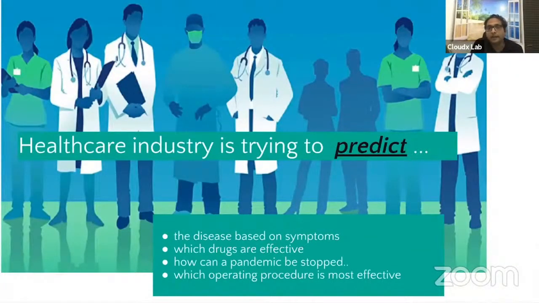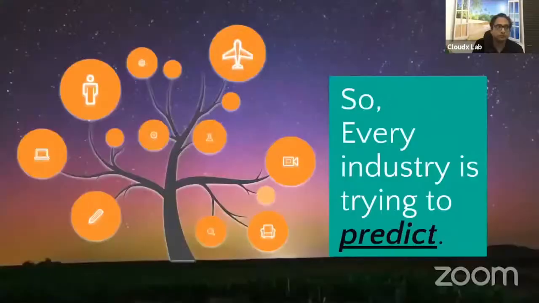Similarly, healthcare is trying to predict many things, like the disease. What is the disease based on the symptoms? Which drugs are effective? How can the pandemic be stopped? Which operating procedure is most effective? So if you think carefully, we are predicting for survival. So every industry is trying to predict.